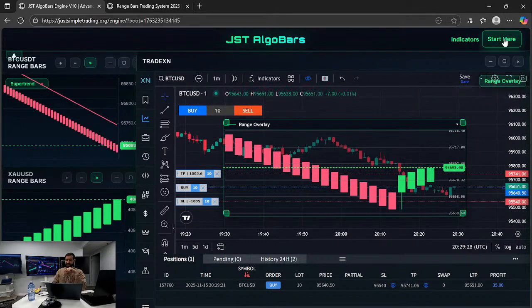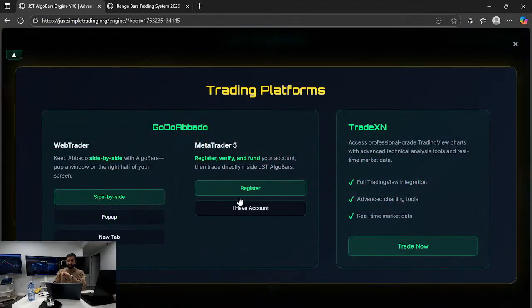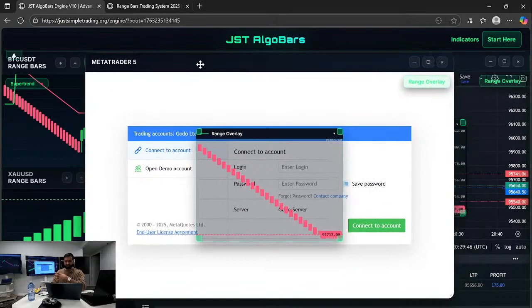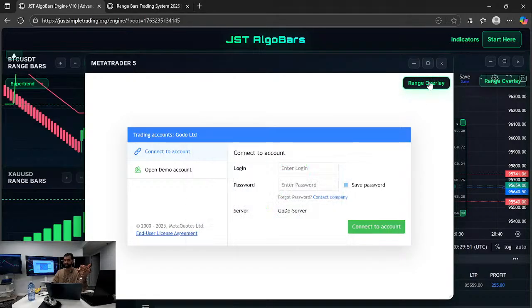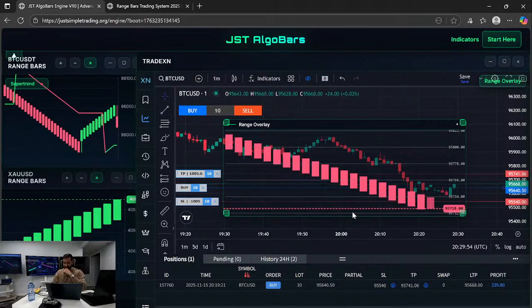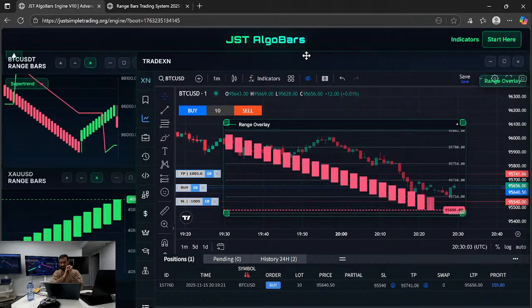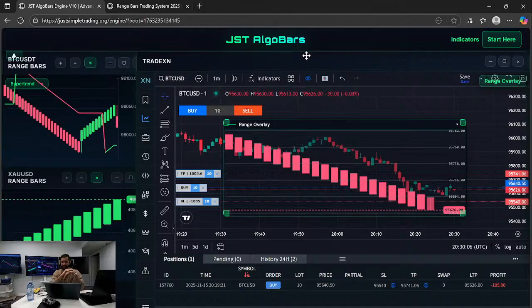Yeah, so we have TradeXN, but if you click start here and you go to platforms, we also have the Abado Web Trader and then also the MetaTrader 5, which is also built in. So we were able to build it in. So you can register right here by clicking register, or if you click I have an account, there you go. You can log into your MetaTrader account and you still get the range bars overlay there. Okay. Today I'll just do TradeXN. Tomorrow or tonight when I go live, then I might also log into our MetaTrader account because it is funded. We've been doing some trades on it. So we'll do that. What's the website?